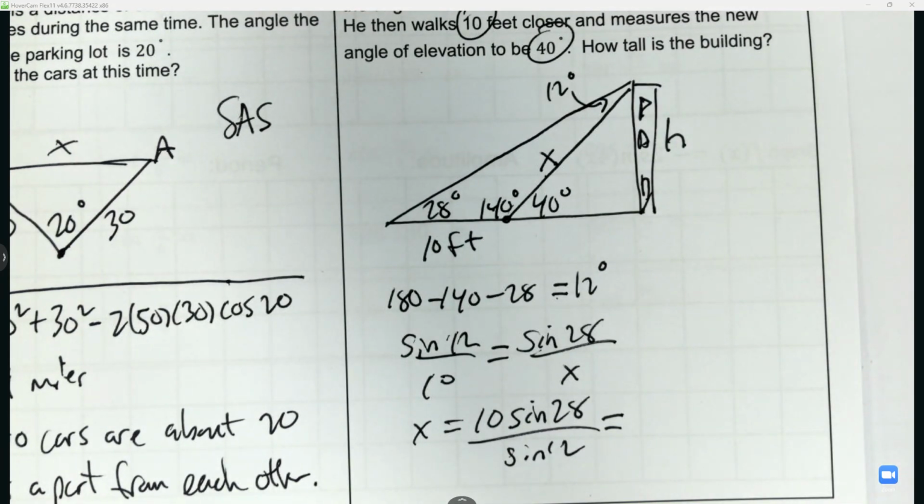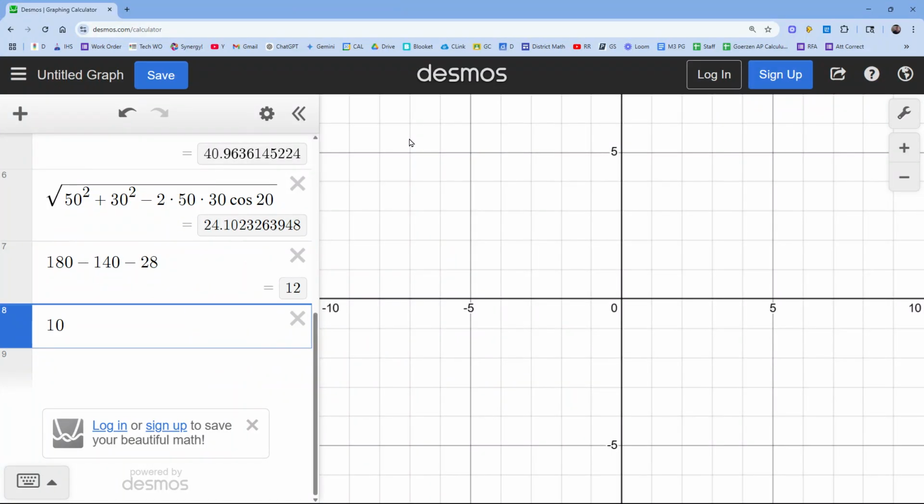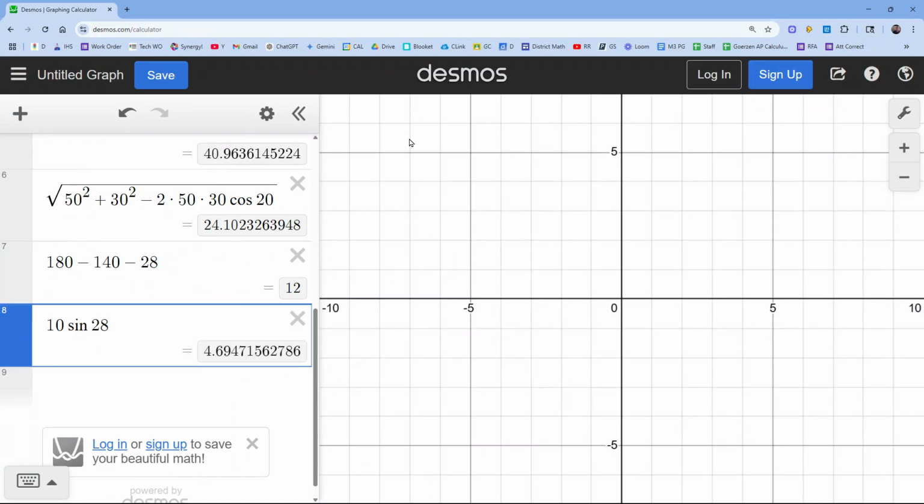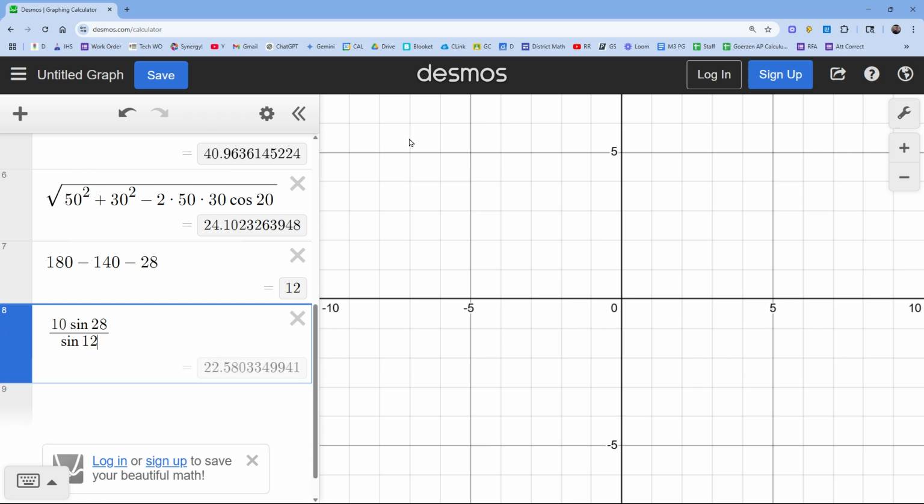So I'm going to type that in. Oh, let me show you Desmos while I do that. So 10 sine 28 divided by sine 12. I'm going to round that to 22.6.